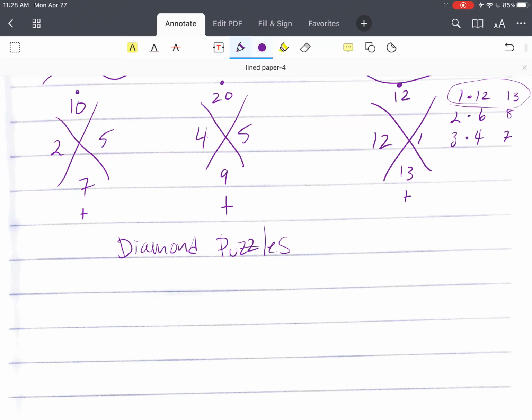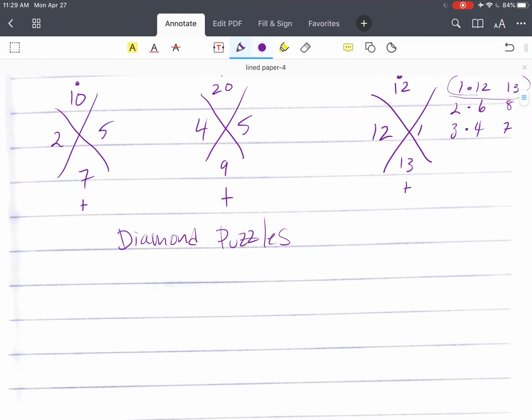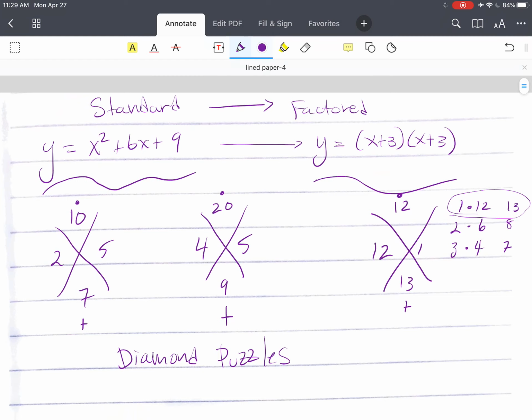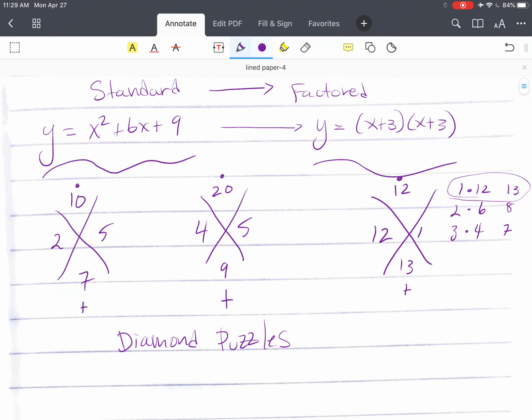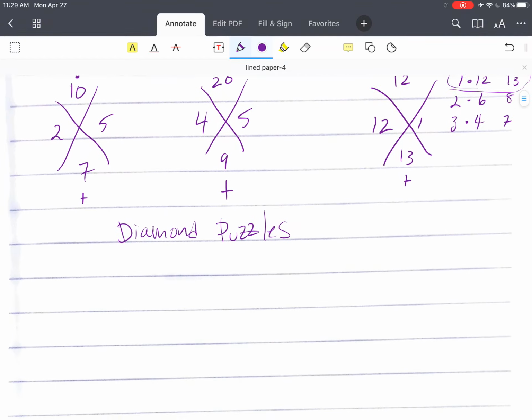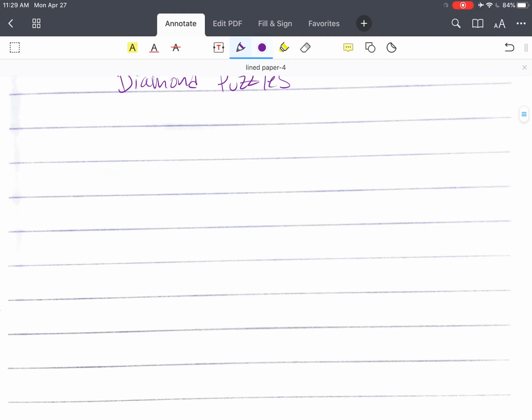For the assignment today, I'm definitely going to have you practice these puzzles because it's important that you start thinking of factors of numbers. What times what equals something? Once you figure out what those two factors are, you also have to make sure that they add up to the same number. The reason it's important to be able to solve these diamond puzzles is because when you go from standard to factored, that's exactly what you're going to be doing. You're literally going to be solving diamond puzzles.